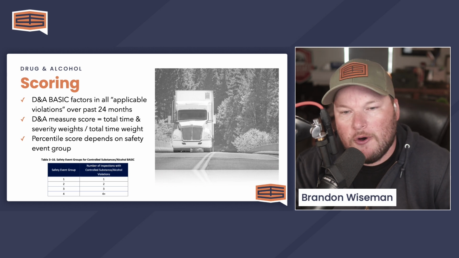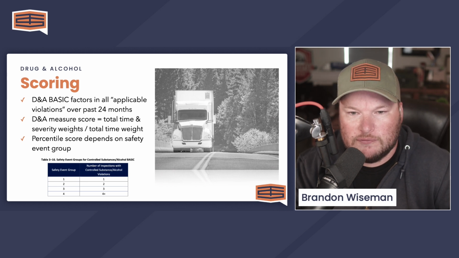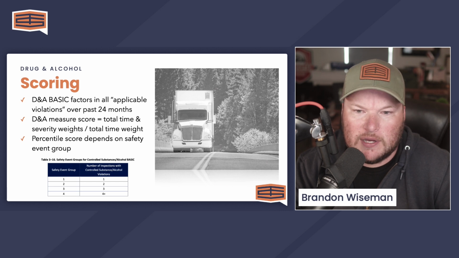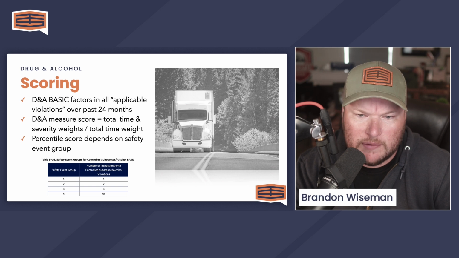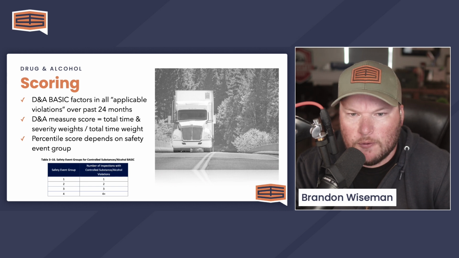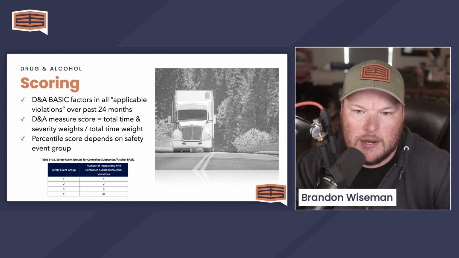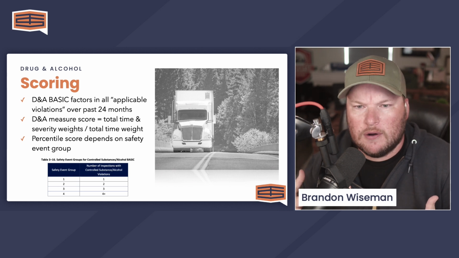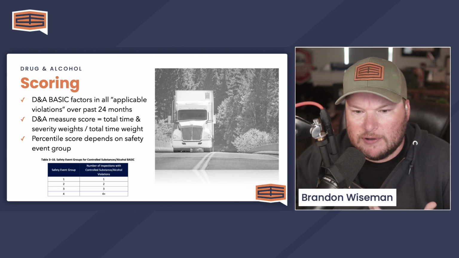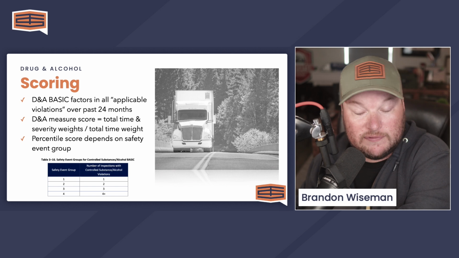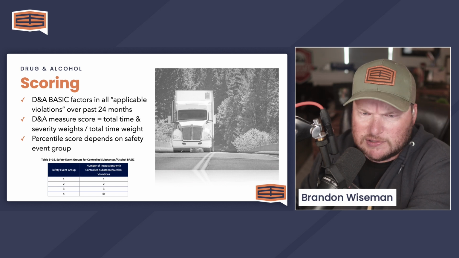But for drug and alcohol, because there are so few of those, relatively speaking, that are discovered roadside, it only takes 1 for you to get a score in the drug and alcohol basic. So if you've had 1 in the last 24 months, you're going to have a drug and alcohol score, and that score is going to depend on how weighty the violations are that you've had relative to your peers that have had the same number of inspections with violations. So hopefully that makes sense.